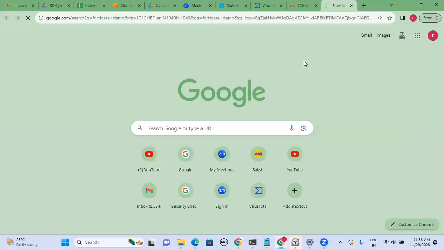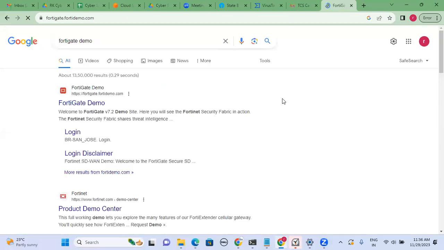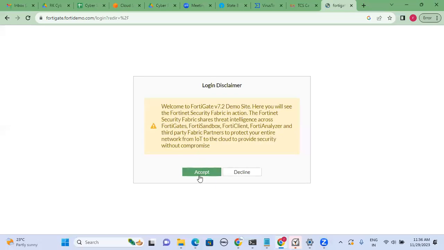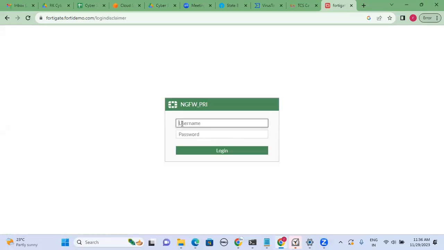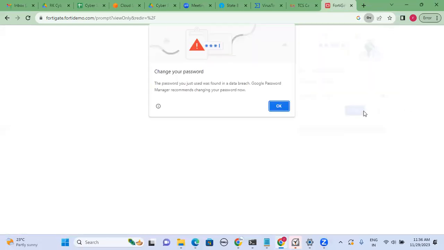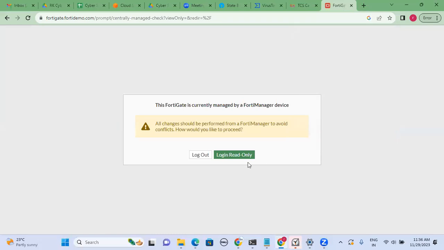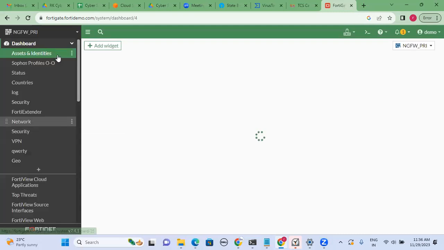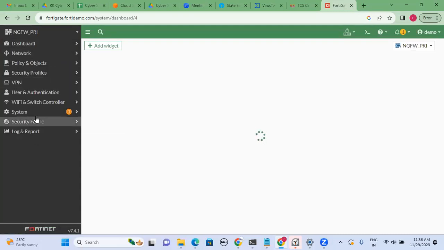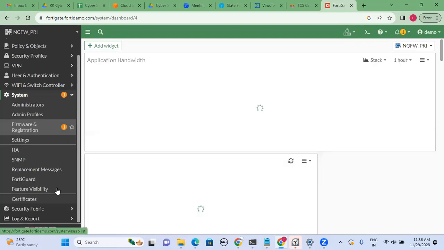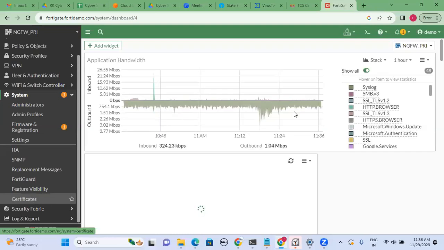Example, if I want to show practically, I will go to the Fortigate demo. I'll click on the Fortigate demo URL link. Anybody can access this one. The username and password are demo and demo. I'll click on the login button, login read only. Then under this, there are different types of tabs. I will go to System, and you can see the existing security certificates under this. Under System, go to Certificates.